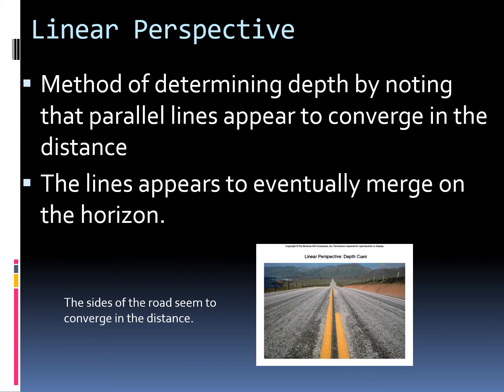All right, linear perspective, right? This is the method of determining depth by knowing that parallel lines appear to converge in the distance, right? The lines appear to eventually merge on the horizon. So the sides of the road seem to converge in the distance, right? So we know it's parallel and they converge, just like the picture I showed you earlier. All right, so parallel lines, the farther away it gets, it's going to converge, just like the railroad tracks I showed in the other set of notes. The subway station I showed, any parallel lines, the farther away it gets, they start to converge.